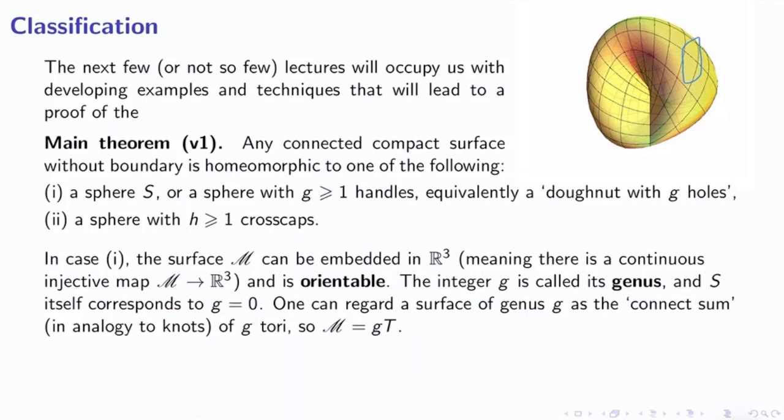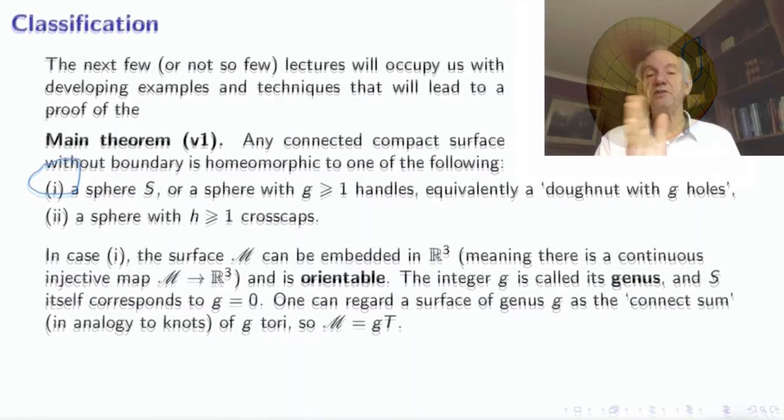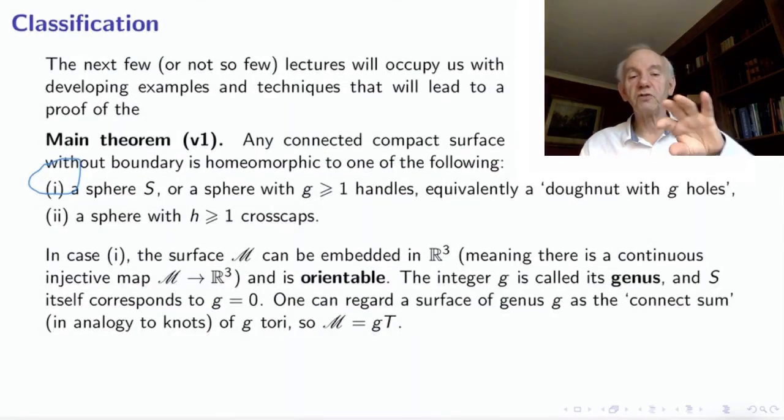So in the first case, we're talking about the orientable surfaces, and those are the ones you can visualize directly in R3. That is, there's a continuous one-to-one map of the surface into 3-space, if you want to visualize it. And they're called orientable. You can assign a consistent sense of rotating by 90 degrees. Orientable means you've got a consistent notion of clockwise and anti-clockwise near each point on the surface. I'll explain that later on.